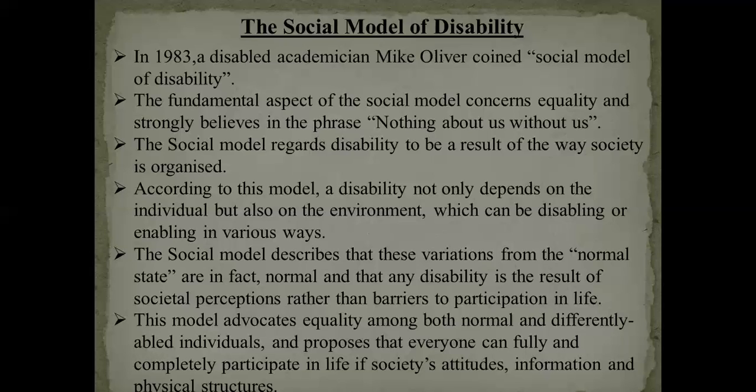So this model advocates equality among both normal and differently abled individuals, and proposes that everyone can fully and completely participate in life if society's attitudes, information, and physical structures are appropriate. So what is this telling? This model is advocating equality for both normal people and differently abled people. As I told you, here they don't try to convey them as disabled, but name them differently abled people. So that is called the social model of disability.